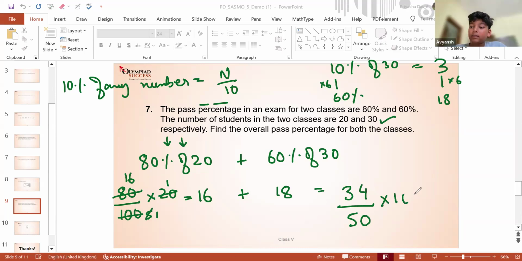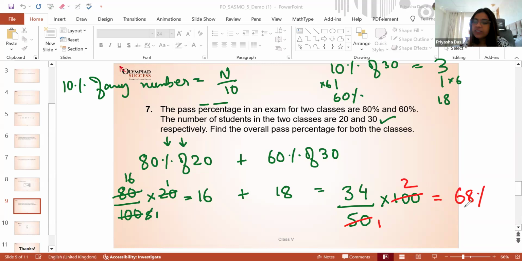By directly multiplying it with 100. Finish. Can I cancel 150, Avyansh? What would I get at the top? You would get 2. And what's 34 times 2? That's 68. Lovely. That's 68 percent. That means overall in both the classes, the passing percentage is 68%.